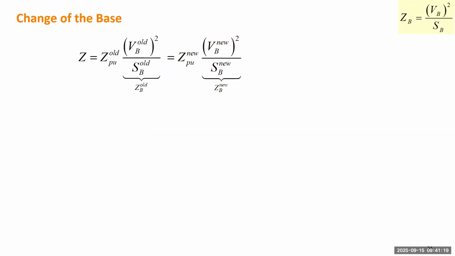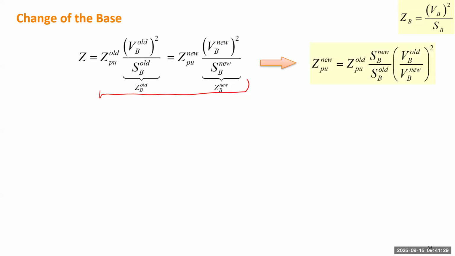We can utilize this equation to derive a useful formula to convert from one per unit value to another per unit value of a different base. That will be this formula. If you know the old base value and the new base value, plug them into this formula, and you will transform the old per unit value to the new per unit value.